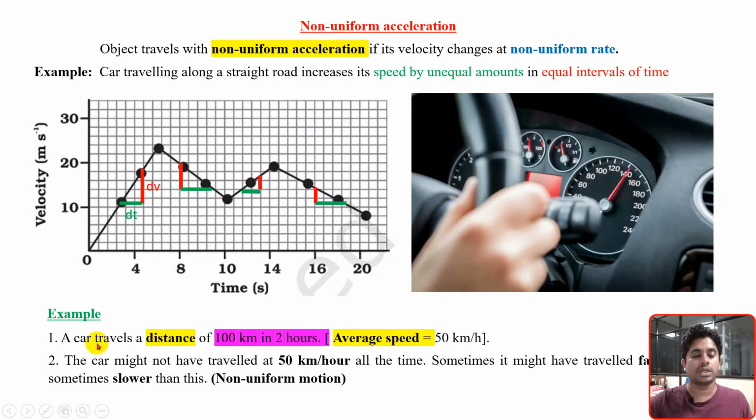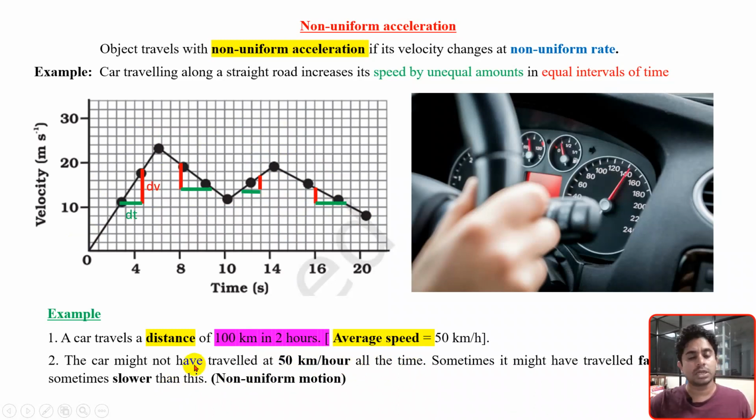In the same example, here it is written that a car travels a distance of 100 kilometers in 2 hours. Then we will say the average speed of that car is 50 kilometers per hour, since we take 100 kilometers divided by 2 hours. Why have we taken it like this? Because whenever the motion of the car is non-uniform, it is not compulsory that the car traveled 50 kilometers per hour all throughout the journey. Maybe the car sometimes increased the speed and sometimes decreased it.